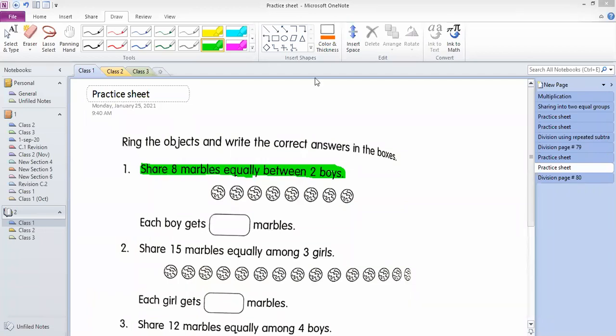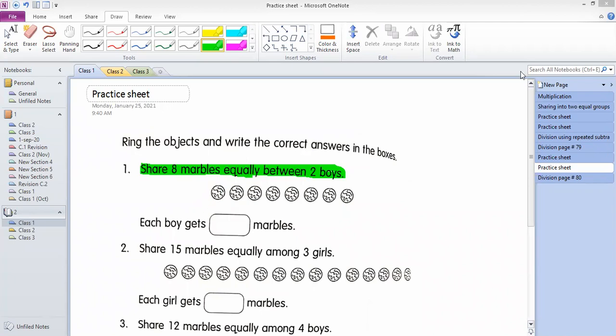Yes, Suleiman. Can you share these 8 marbles equally between 2 boys? 8 divided by 2 equals 4. Very good. How do you know? One by one. Okay, you share into 2 equal groups, one by one. You give this one to the first group, one boy, this one to another boy, like this. Very good.